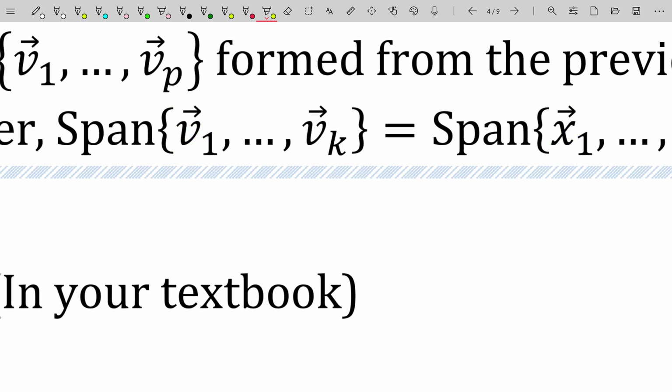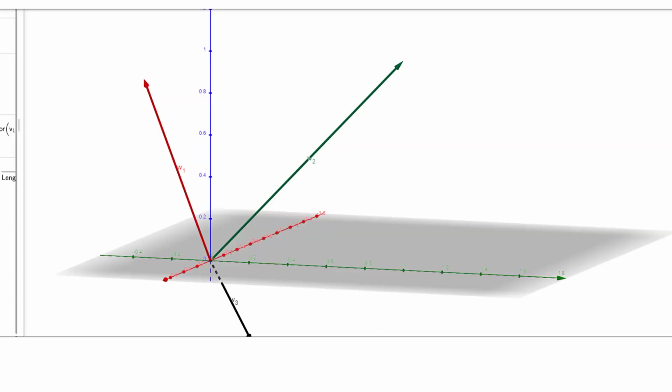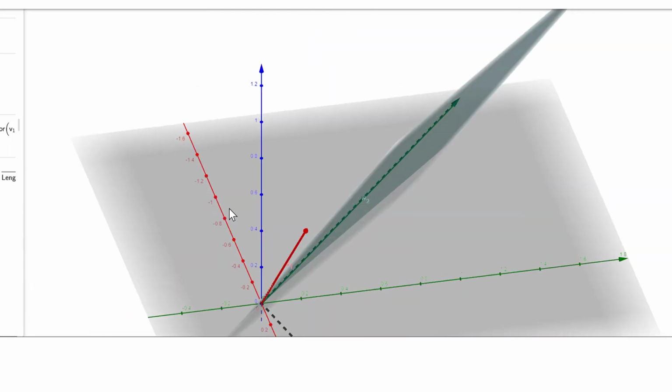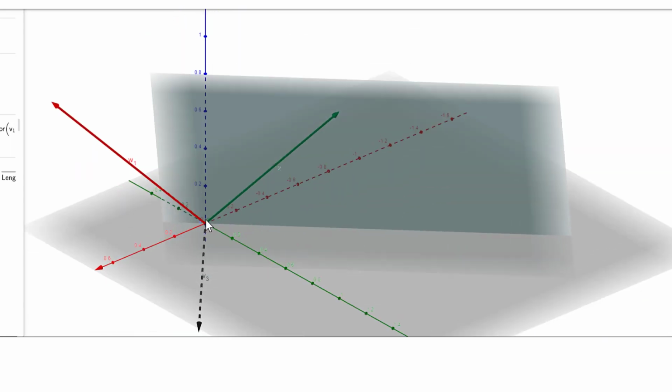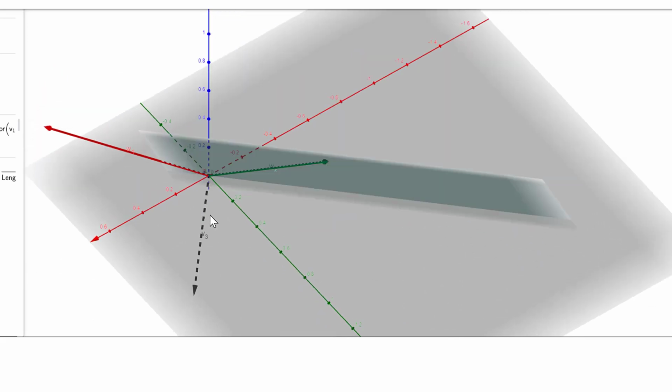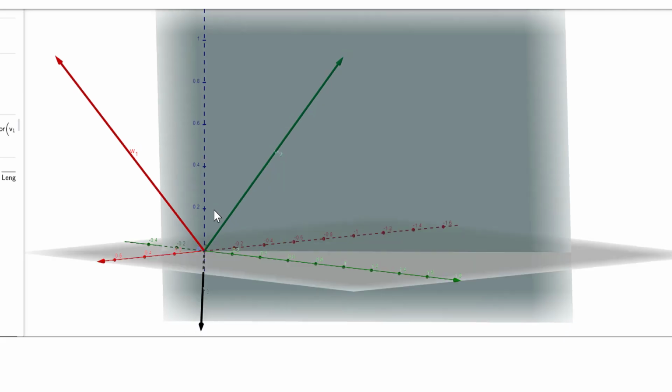But this is saying the span of x1, x2 should be the span of v1, v2 as well. And I hope that makes sense because if you take a look at this picture right here, our original vectors were w1 and w2. And then what we did is we created v1 and v2 based off of those. But let's just take a look at the span of w1 and w2 right now. That plane right there is actually the span of w1 and w2. It's kind of hard to see on this applet, but I promise you that is actually the span. You can kind of see it right here. That's the span of w1, w2.